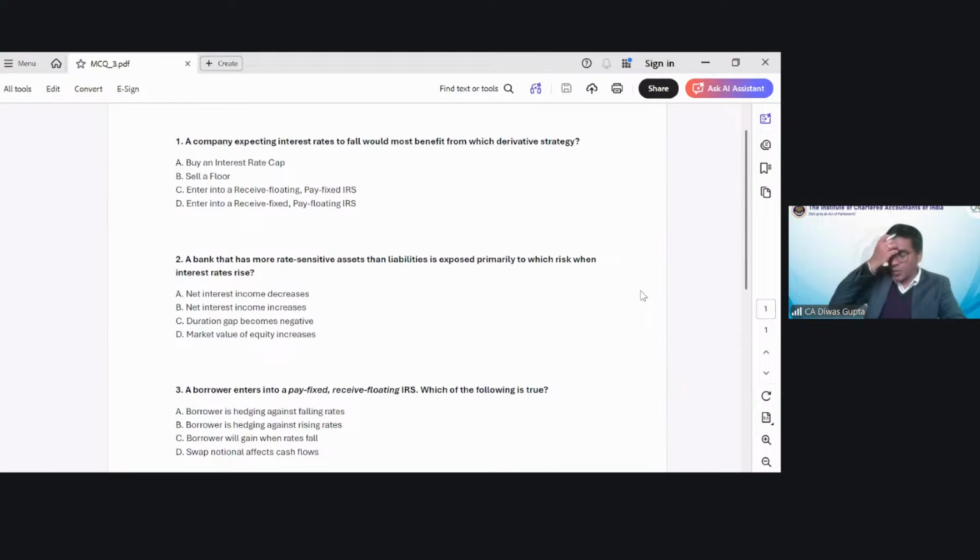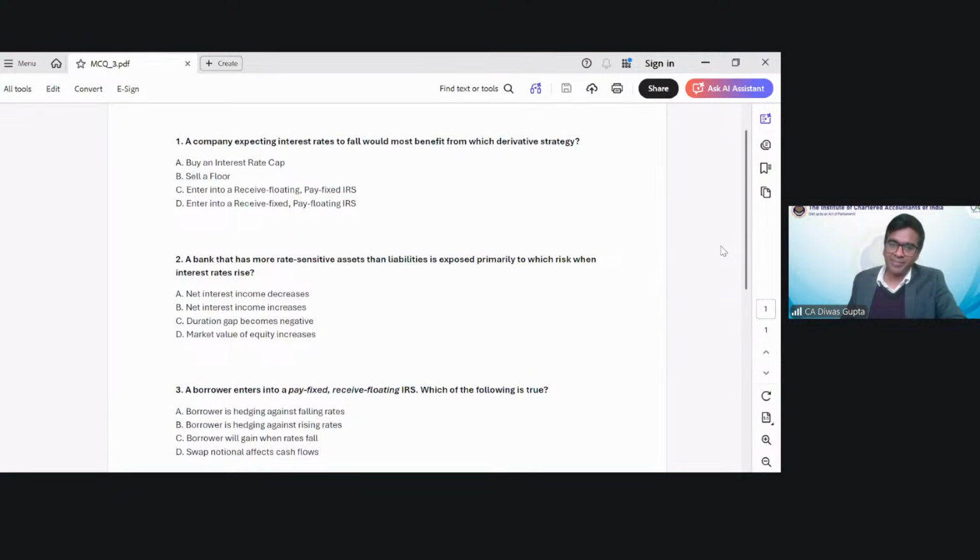Yes, perfect. Now, this is the question: a company expecting interest rates to fall would most benefit from which derivative strategy, students? One, buy an interest rate cap. Buying an interest rate cap will help in mitigating against the interest rate increase. Sell a floor. Enter into a receive floating, pay fixed IRS. Enter into a receive fixed, pay floating IRS. Come on, students. This is a bit tricky question. Saminathan is saying sell floor.